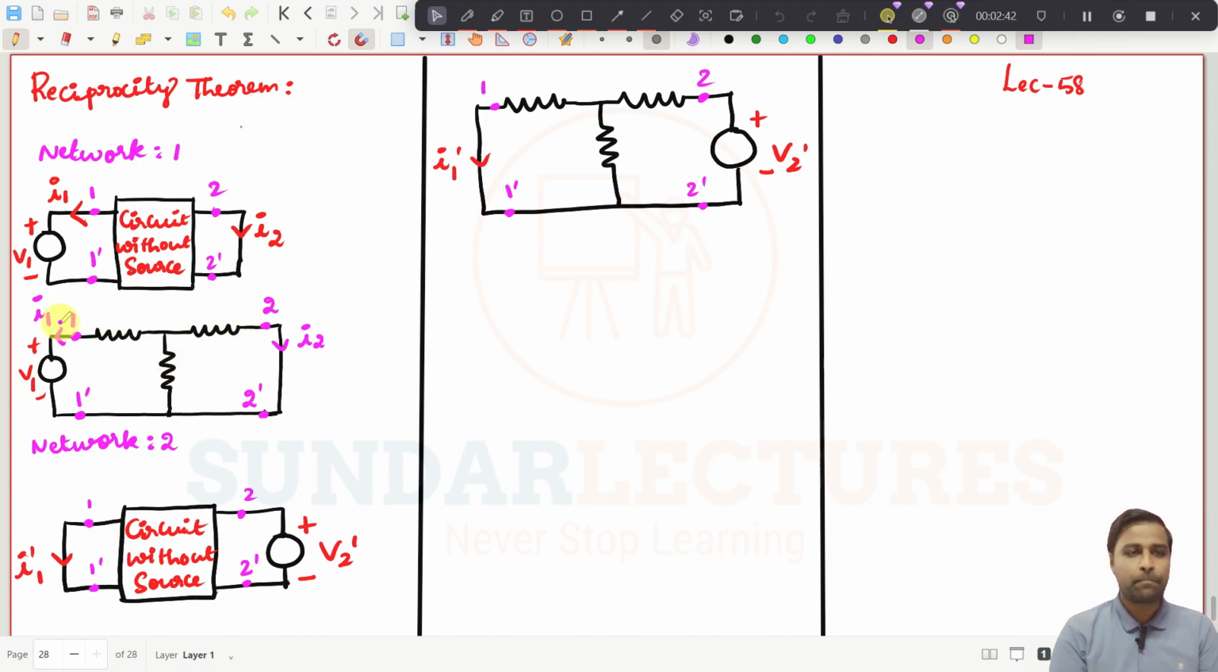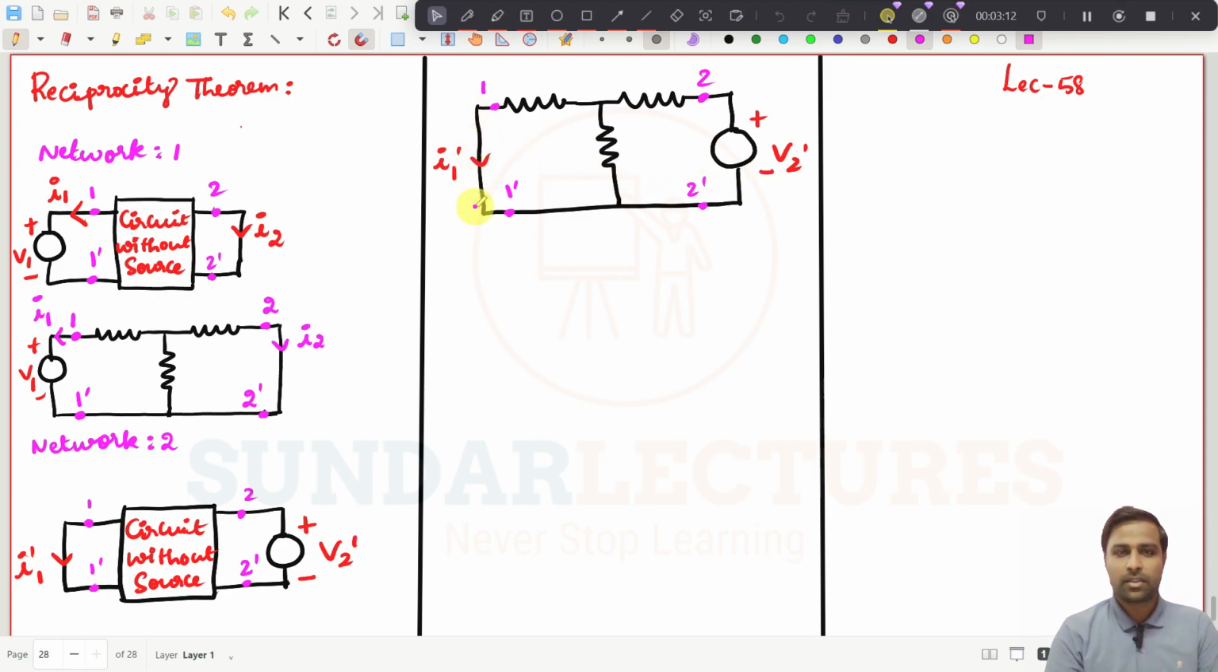That is the idea. I have just drawn this diagram here. I have assumed the current in this direction, try to understand. So this is network 1, and in network 2, this voltage source I have taken in this branch, and all other things will be the same. Everything will be the same. This resistance, this resistance, this resistance, all the values of the resistances will be the same. That is the idea.